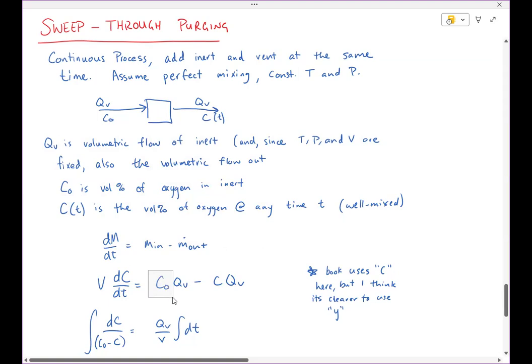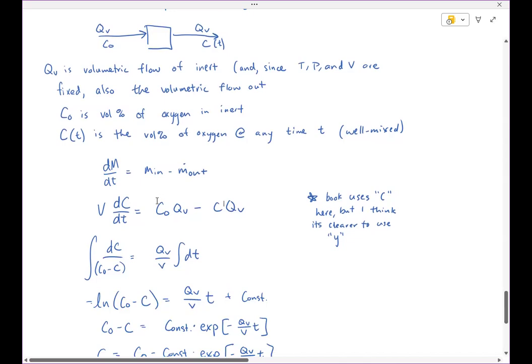Also pay careful attention to C0 is the incoming, not the initial. Those are two different things. So C0 is what's coming in, times Q_V, minus C is what's going out. So again, in minus out. This is a separable differential equation. So I can factor out a Q_V here, and then I can bring C0 minus C over to the other side. And then the volumetric flow rate and the volume are both constant, so I can pull those outside of the integral.